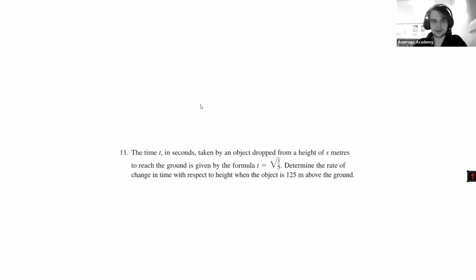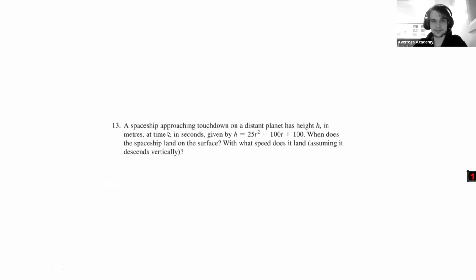Here are some interesting tasks I found. Remember, this is about height and velocity, basically the physical interpretation of what we studied here. A spaceship approaching touchdown on a distant planet has height h in meters at time t in seconds, given by h. When does the spaceship land on the surface? With what speed does it land, assuming it descends vertically?